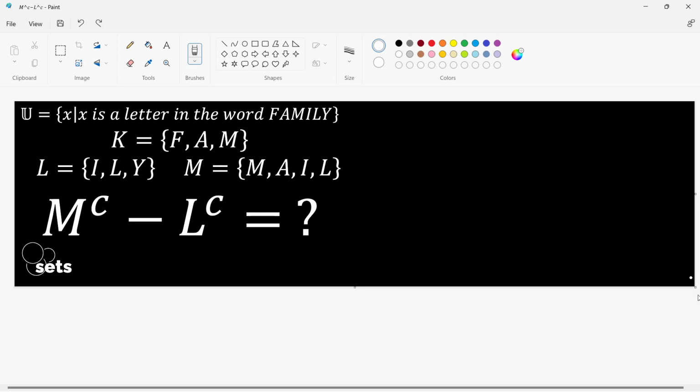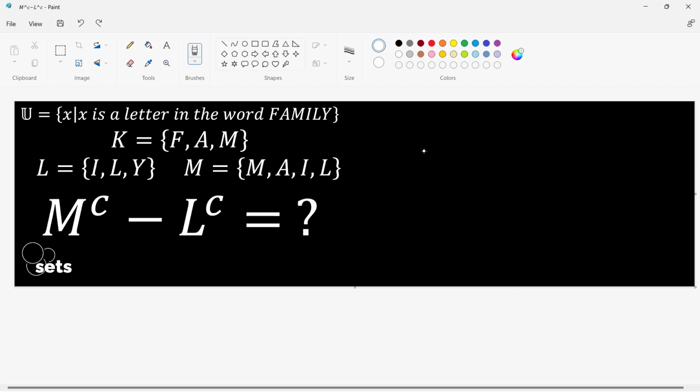Here, we are going to solve for the difference of the complement of M and the complement of L. We have two set operations here: the set difference and the set complement of both sets M and L. As you can see, we are going to solve for the difference of two sets that are non-original. In short, they are already derivations of the original sets M and L, because they are now complements of those sets.